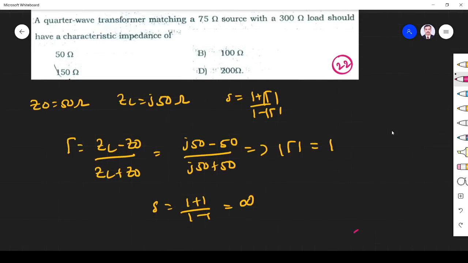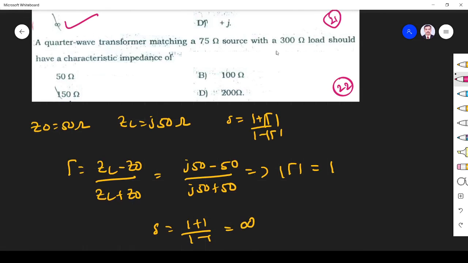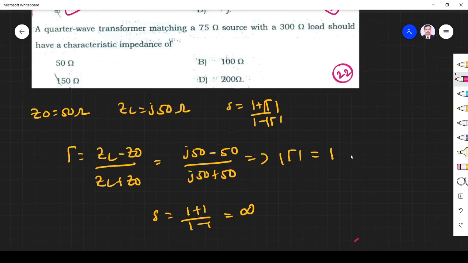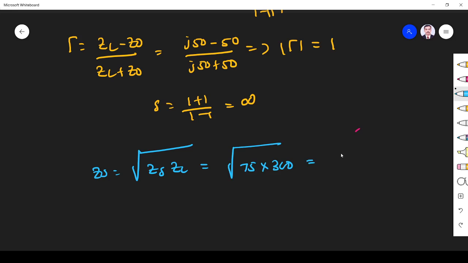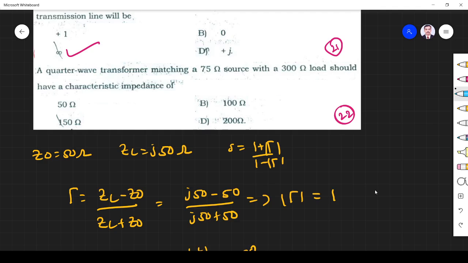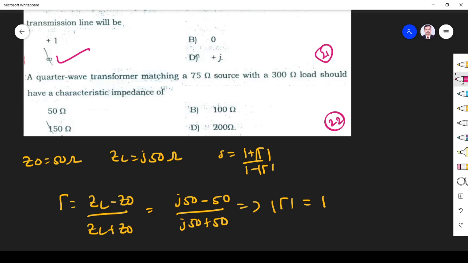Next, the quarter wave matching transformer has a 75 ohm source and a 300 ohm load. What is the characteristic impedance? So the characteristic impedance of quarter wave transformer is Z0 is equal to square root of ZS into ZL. ZS source impedance 75 ohm, ZL 300 ohm, that is root of 22500, that is equal to 150 ohm, right? So 150 ohm means option C is the right answer.